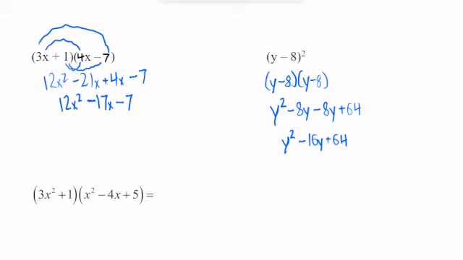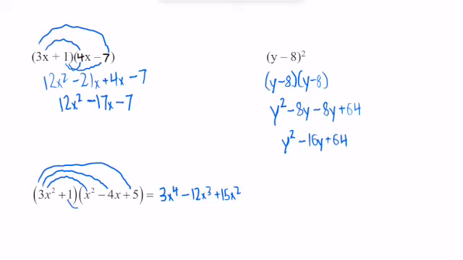In our last example, we start by distributing 3x squared. 3x squared times x squared is 3x to the fourth. 3x squared times minus 4x is minus 12x to the third. 3x squared times 5, we have plus 15x squared.